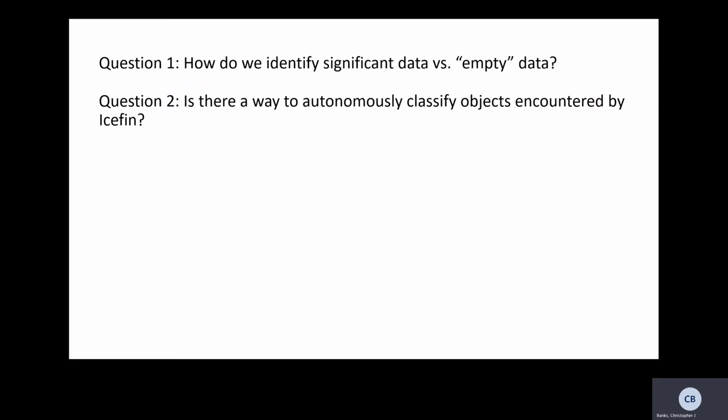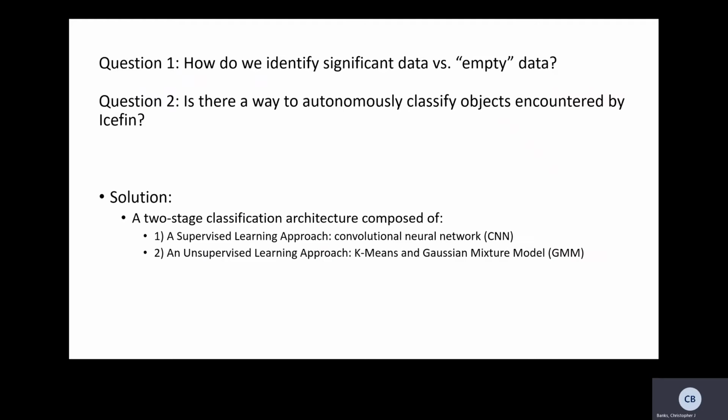How do we identify significant data versus empty data? And two, is there a way to autonomously classify objects encountered by Icefin? So our solution is a two-stage classification architecture, which involves a supervised learning approach, where we develop a convolutional neural network, and an unsupervised learning approach, where we develop and compare k-means and Gaussian mixture models.